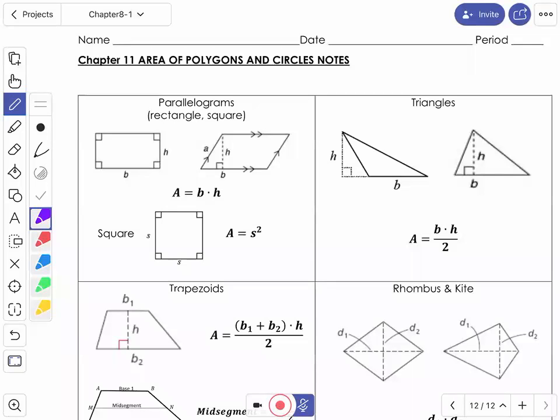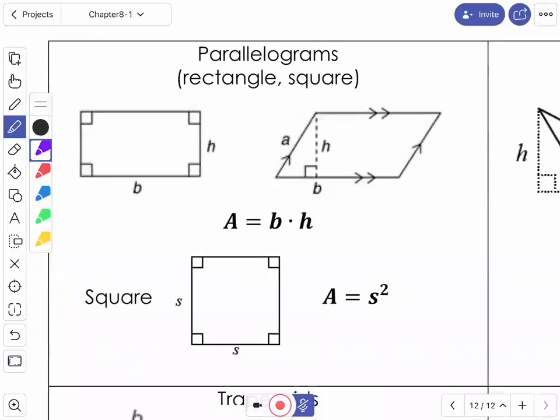Hi, everyone. We're looking at the next chapter of our semester review, chapter 11, which is all about area. So just to refresh our memories on some of our different formulas for a parallelogram, which includes the rectangles and squares, they all had a very similar formula, which is the base times height.